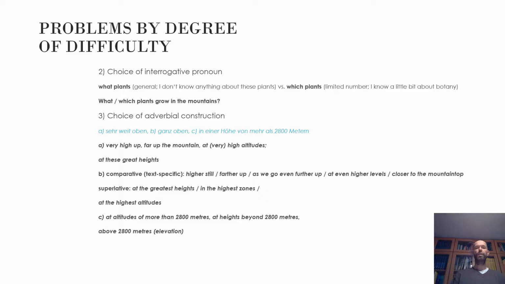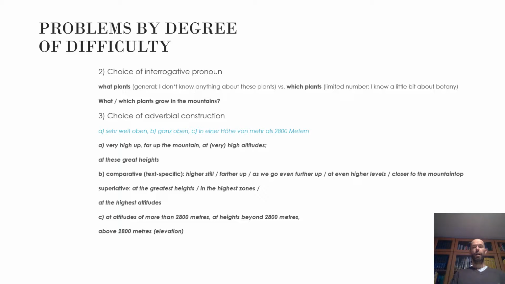So once we've said very high up, we could start the other sentence with higher still, or farther up, or as we go even further up, or at even higher levels, or closer to the mountaintop. So using a comparative because we've already used an adjective or an adverb in the previous sentence. But we could also use a superlative, which would work in any kind of context, and simply say at the greatest heights, or in the highest zones, or at the highest altitudes.